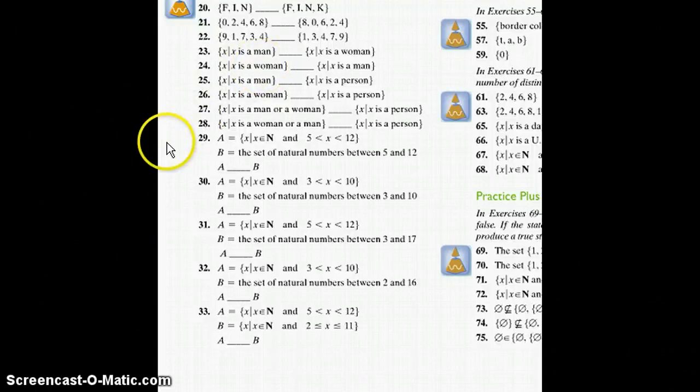All right. So like 33. 33 is a good one. Look at the numbers. A must be 6, 7, 8, 9, 10, and 11. And B must be 2 to 11. Is A a subset of B? That's a good question. Okay, and it is.